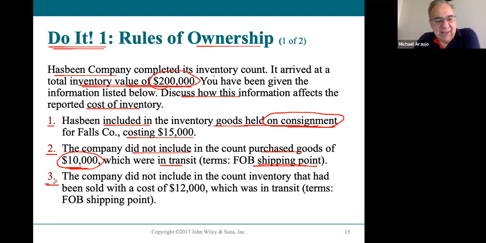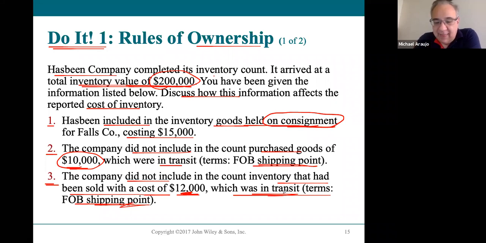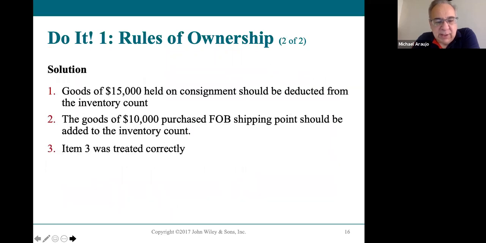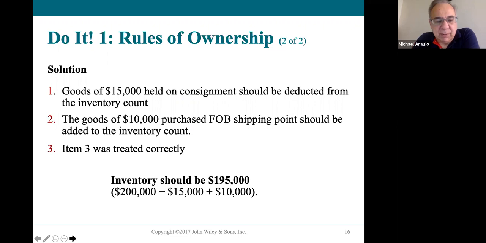And the very last thing here is the company did not include in the count inventory that had been sold for $12,000. Well, it was shipping point, so it's in transit. You've already shipped it. It's no longer yours. The ownership is transferred at the shipping point. So if it's in transit, you've already shipped the goods. I don't know why you want to keep that $12,000 in your inventory. You don't own it anymore. So this would have overstated that a bit. So those are the rules.